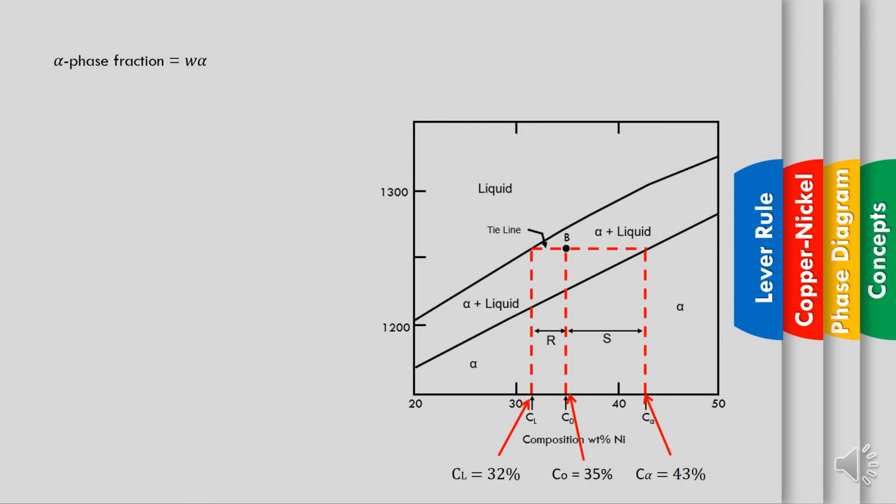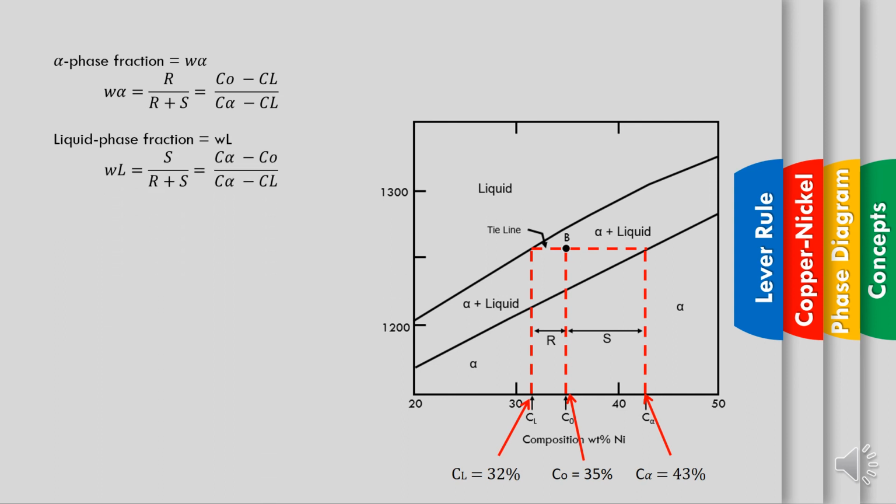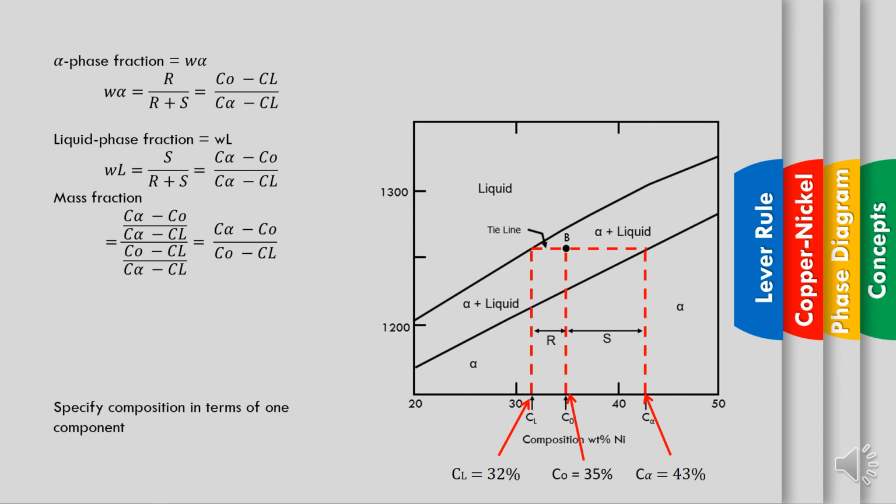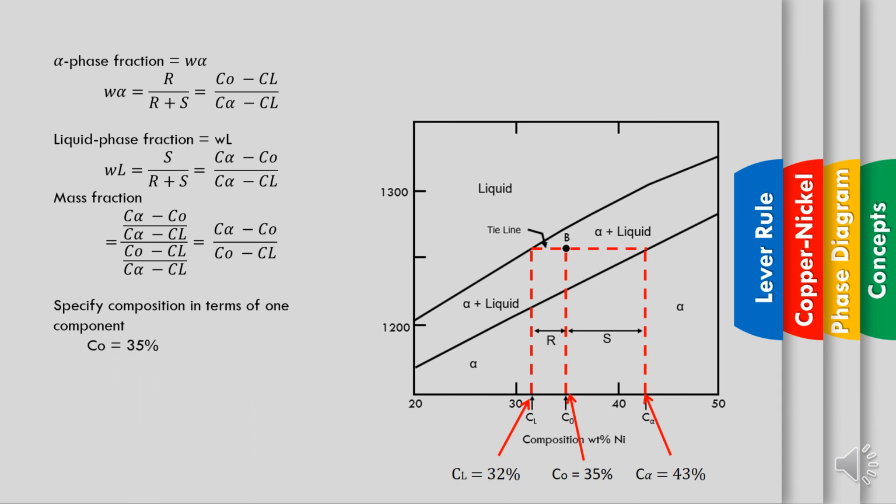So to get the alpha phase fraction, W alpha, the value is R divided by R plus S. And for the liquid phase fraction, WL, the formula is S divided by R plus S. For the mass fraction, we finally have C alpha minus CO divided by C alpha minus Cl, specified composition in terms of one component. For CO we have 35, C alpha 43, Cl 32.